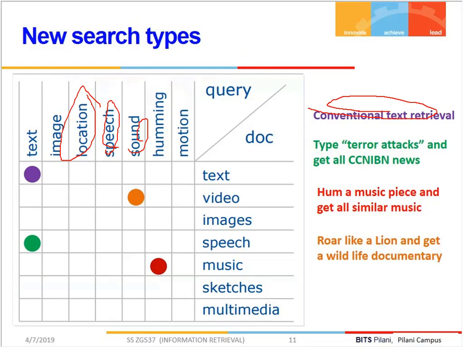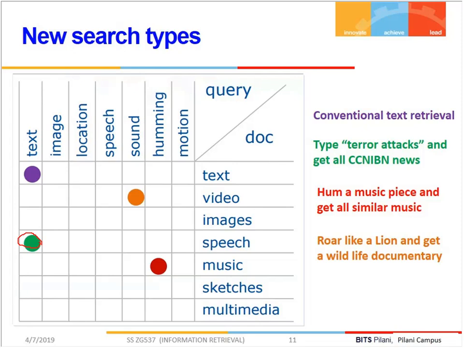For example, if you see here, this green dot tells us that this is a text to speech conversion. Suppose you are typing "terror attacks" as text on Google, and what you want is CNN-IBN news which tells us about the terror attacks, as some recent terror attacks might have happened. So if you type "terror attacks" on Google, it will give me the news pertaining to that. News is basically speech, so it's a text to speech conversion in that case.